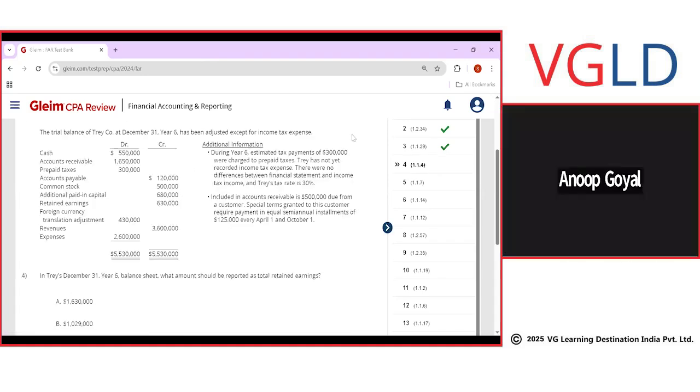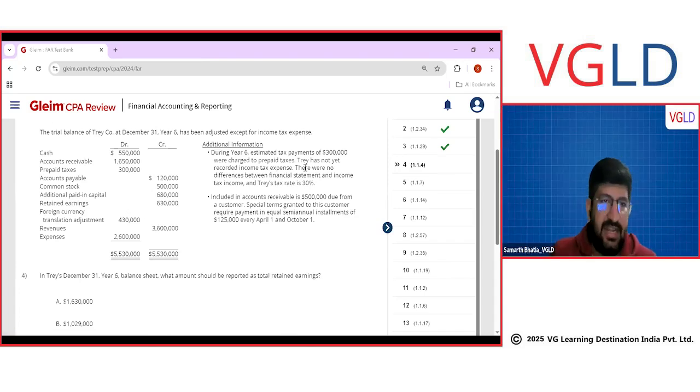Okay. Yes. So here we have this question. The trial balance of Trey company at December 31st, year 6 has been adjusted except for the income tax expense. We have cash, AR, prepaid taxes, AP, common stock, APIC, retained earnings, foreign currency translation adjustment, revenue and expenses.